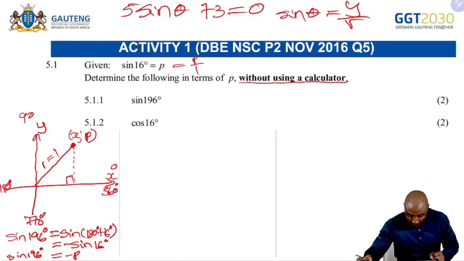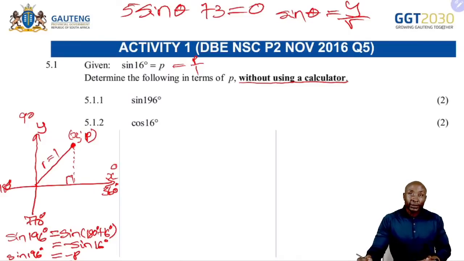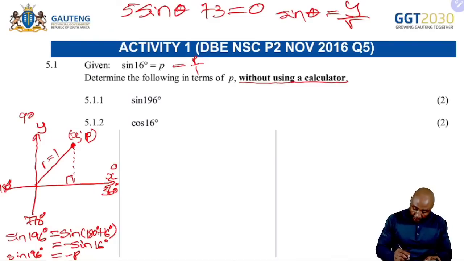Then we need to find cos 16 degrees. So for us to find cos 16 degrees, we must find x, because we know that our cos is x over r, or we can use the identity for cos and sine. So let me use the diagram so you are able to see that for us to get x, we are going to use the theorem of Pythagoras.